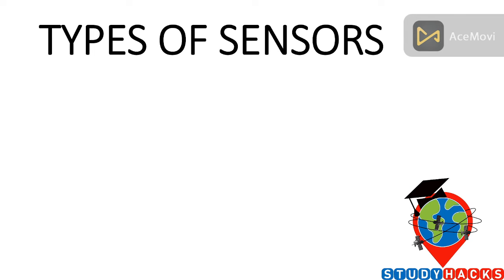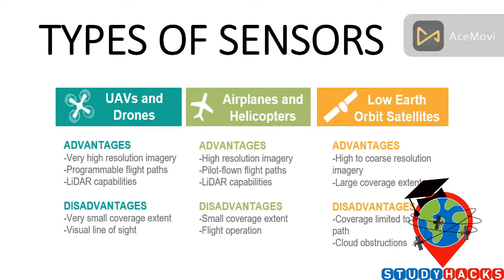And now types of sensor. So mainly we can get this type of sensor. One is the drone. Suppose drone, then helicopter or airplane or low earth orbit satellites. So in this time, mainly we can get three types of sensor, and they also have some advantages and also some disadvantages. Here you can see.